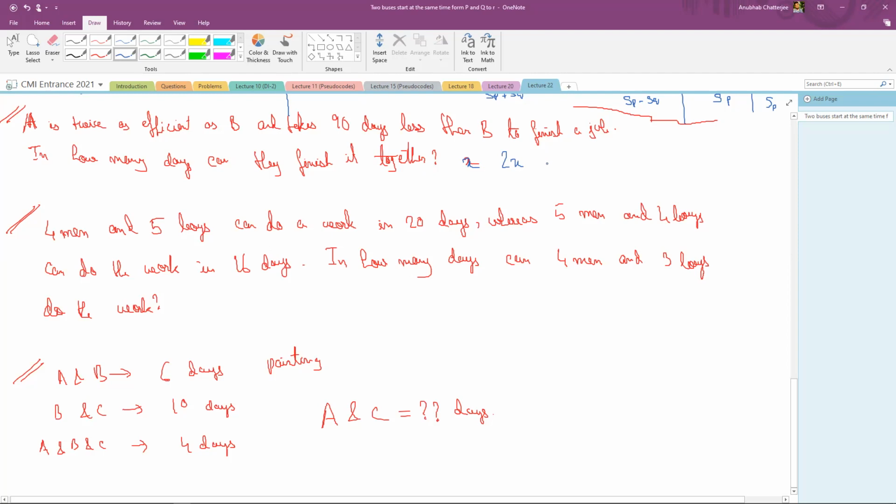A is twice as efficient and takes 90 days less. So we do know that 2x minus x equals 90. That implies x equals 90. So it takes A 90 days and it takes B 180 days. If they do it together, they're going to do it in the reciprocal of 1 by 90 plus 1 by 180. So that is 2 plus 1, 3 by 180, that is 180 by 3, which equals 60 days, as told by Kavita, Randall, Yogesh, Dinesh, and everybody.